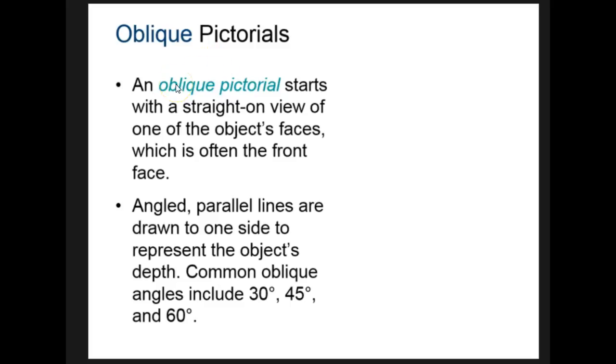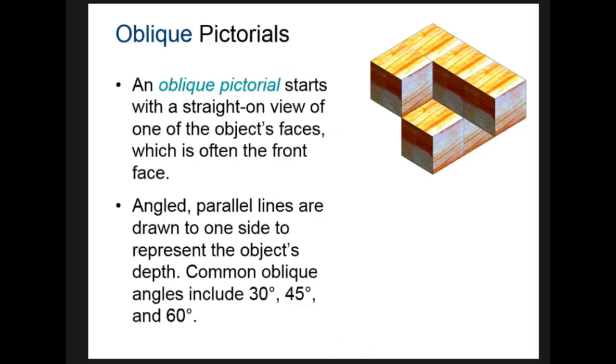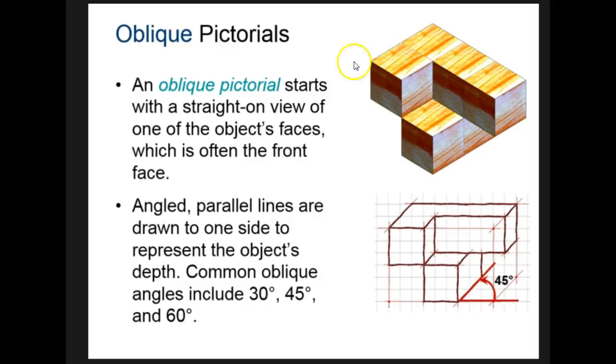So the oblique pictorial starts with a straight-on view. This is not an oblique. This is an oblique of what this is. So just like we saw in our one-point perspective, the front is perfectly flat to you. This time, however, we're going to set what this angle is here. It could be 45, it could be 30 or 60. 45 is pretty common. And all your depth is going back at whatever this angle is you set. It's not going to one point, it's all going back parallel at this angle.